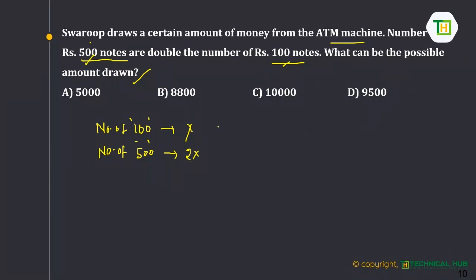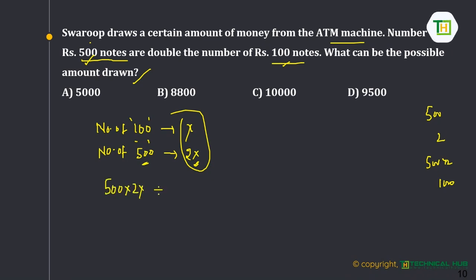See, according to this ratio, what is the amount I have? I have the number of 500 notes as 2x. Suppose I have 2 notes of 500, then what is the amount? You can say 500 into 2 is equal to 1000 rupees. Here I have 2x notes, so the amount is 500 into 2x.